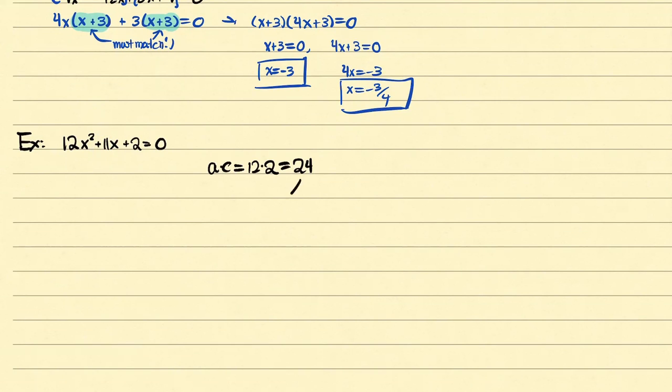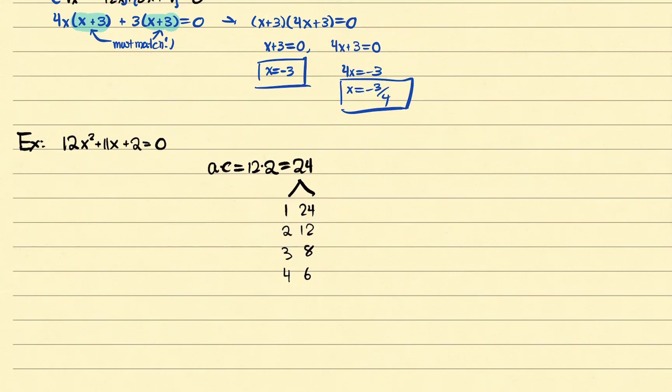Let's look at that. So factors of 24. There's 1 and 24. There's 2 and 12. There's 3 and 8. There is 4 and 6. And I think that's it. So which set of factors do you guys think is the best candidate? 4, 6, 3, 8, 2, 12, 1, and 24. 3 and 8.